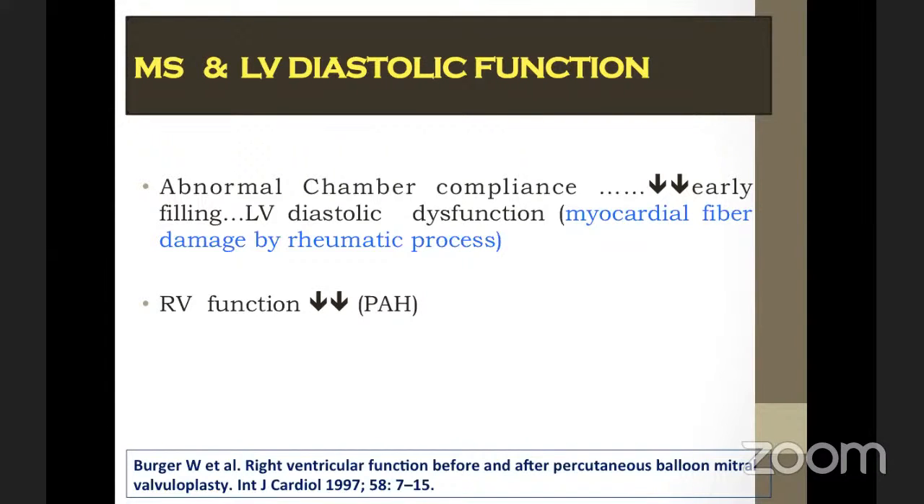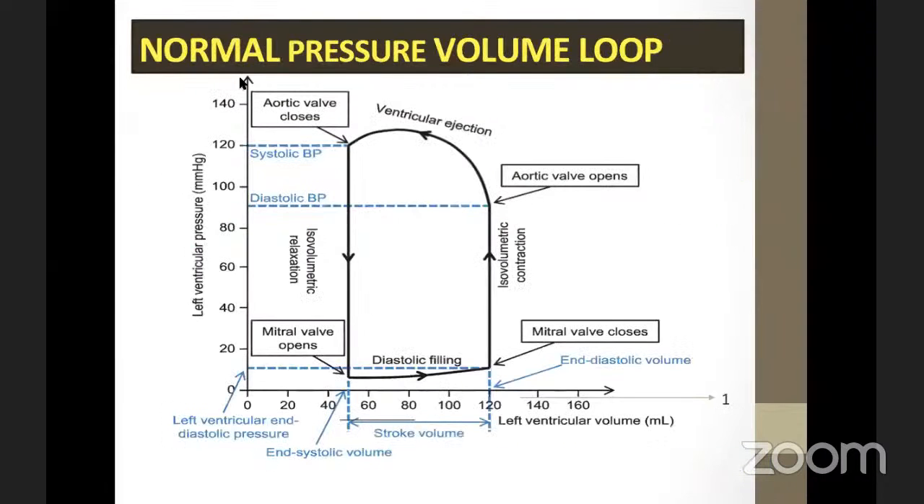And similarly, when the disease progresses from moderate to severe, there is subsequent right ventricular dysfunction as well, and this gives rise to pulmonary artery hypertension. This is a normal pressure volume loop.